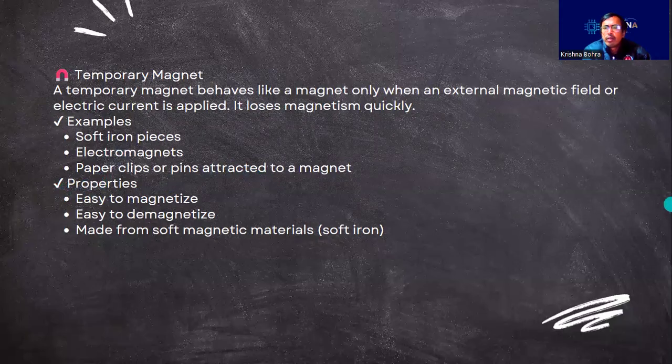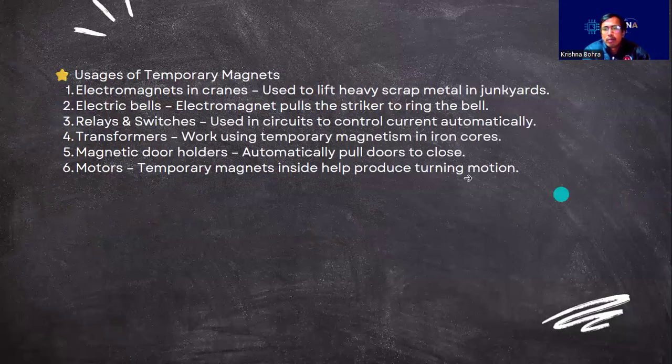So you can remember some temporary magnet examples, like iron, which is the most famous of them. What are the uses of temporary magnets? So the electromagnet in a crane. We can also make a temporary magnet by applying electricity.